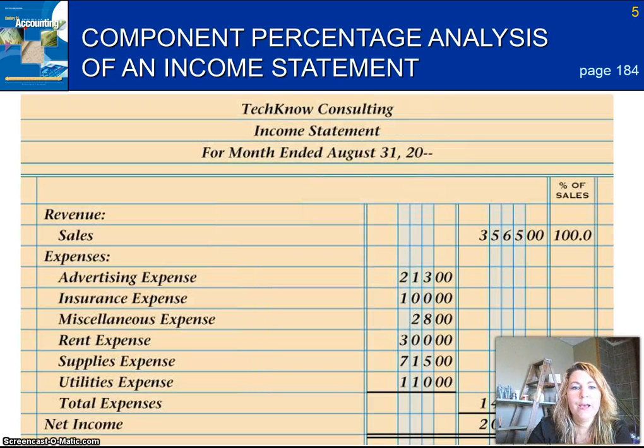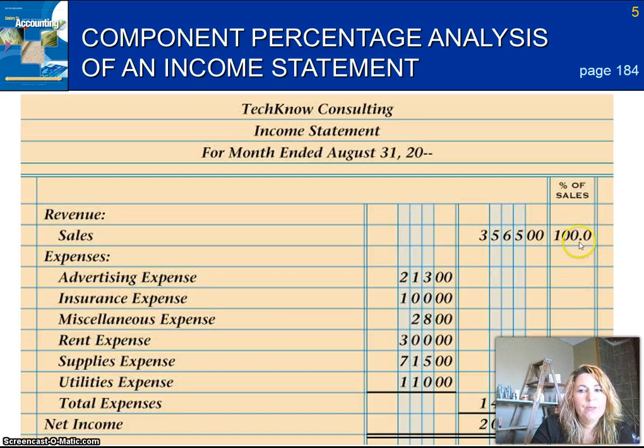So we've already done our heading. We listed out our revenue and our expenses. We come out with our net income. Over here, percentage of sales. This is something new that we have not done before. This is called a component percentage analysis.